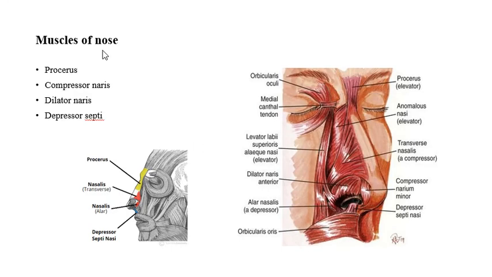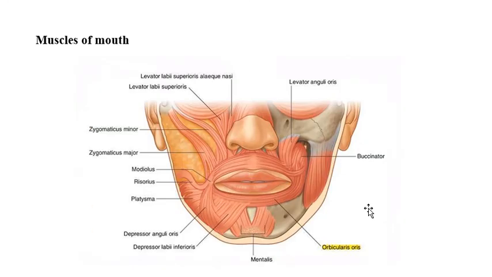Now, what are the muscles of the nose? You can see here the procerus muscle of the nose. Here you can see the compressor naris. Here you can see the dilator naris. And here you can see the depressor septi nasi, muscles of the nose.